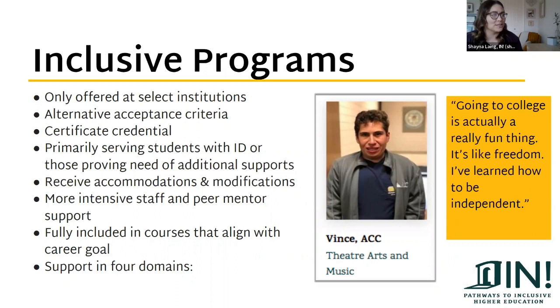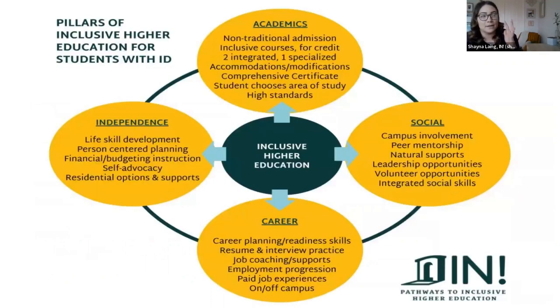Students, as I mentioned, are receiving accommodations and modifications. They have more intensive staff and peer mentor support. They're fully included on college campuses. So even with all of that support, and we'll chat about that in a bit, it's not a special education program on a college campus. They're fully included and the supports wrap around them. And then the support that is offered is in 4 key domains, which I mentioned earlier. But it's really academics, social, career, and independence.